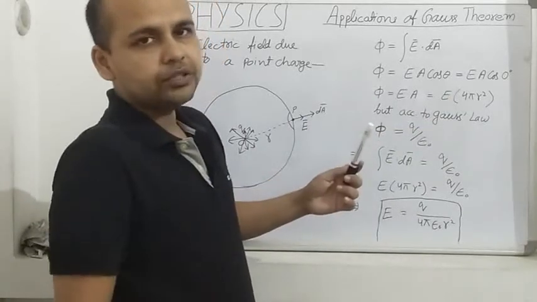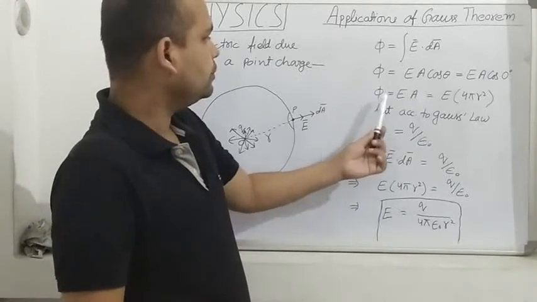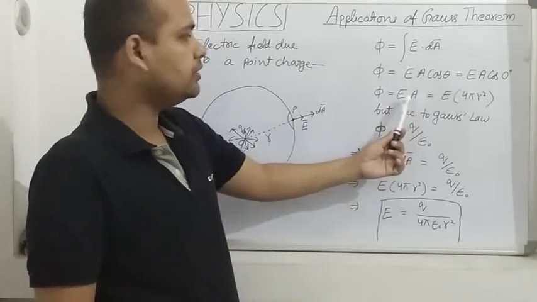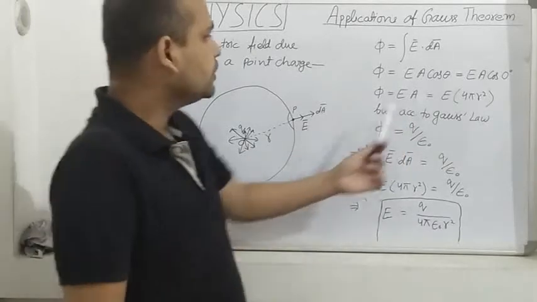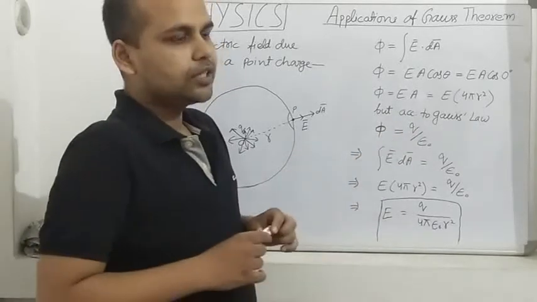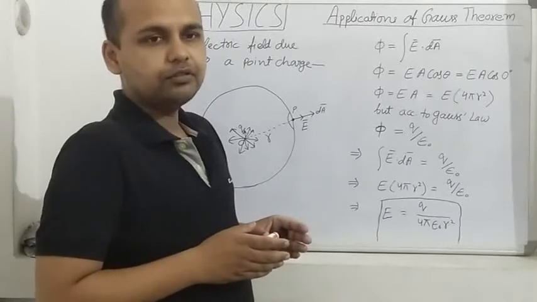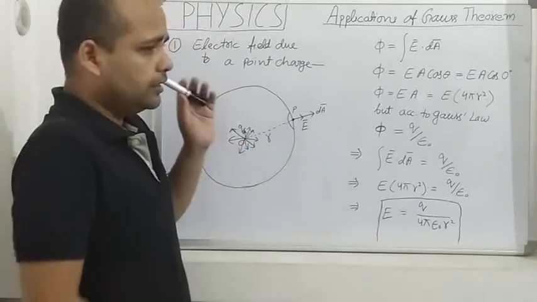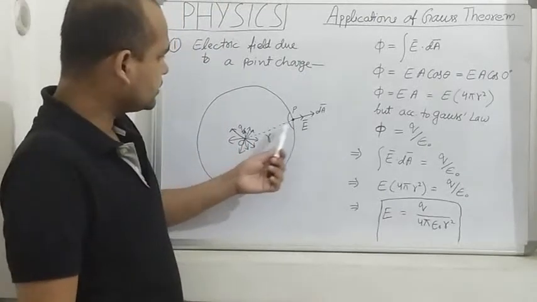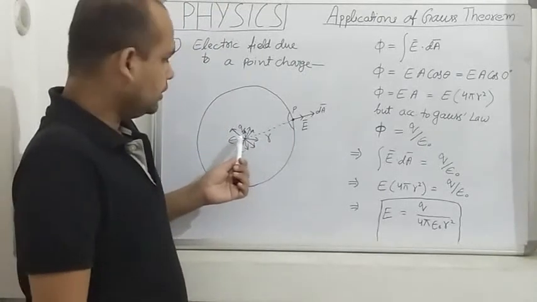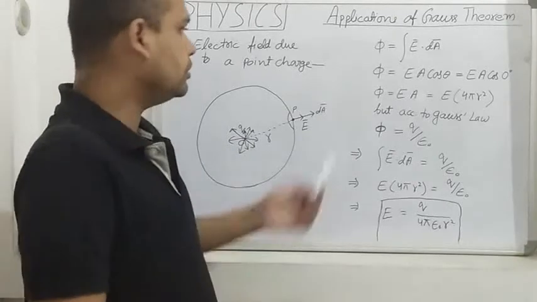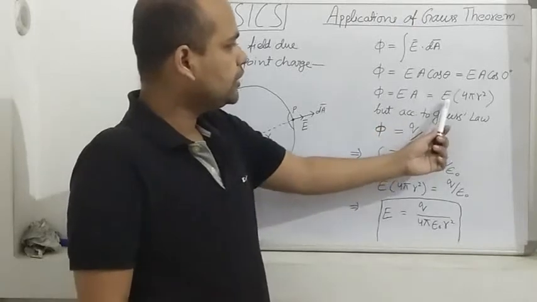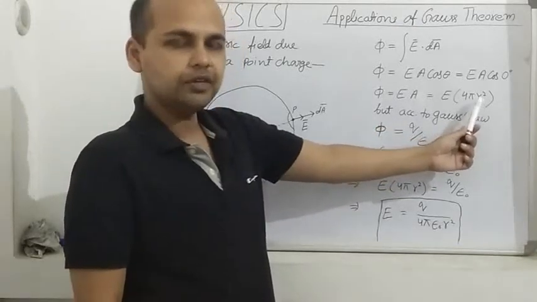Cos 0, we know that is equal to 1. Therefore phi will be equal to E into A. A is the total area of the sphere here. And we know that the total area of the sphere will be equal to 4 pi r square. And here the radius is the distance of the point from the source charge Q. So we will say phi will be equal to E into 4 pi r square.